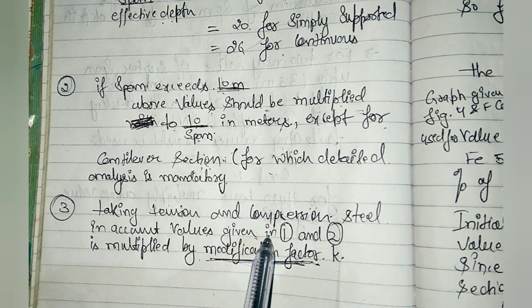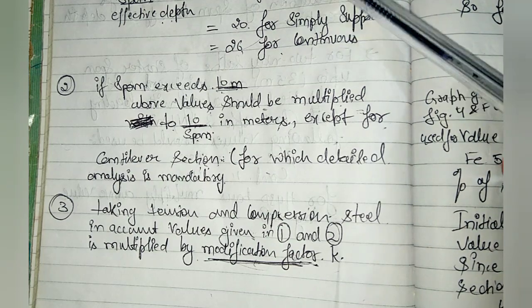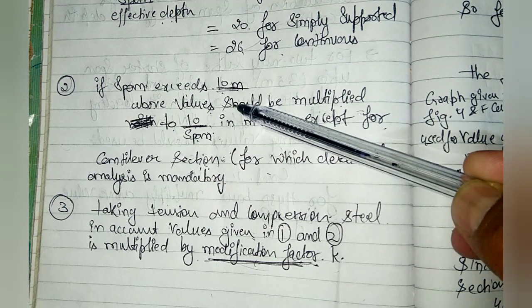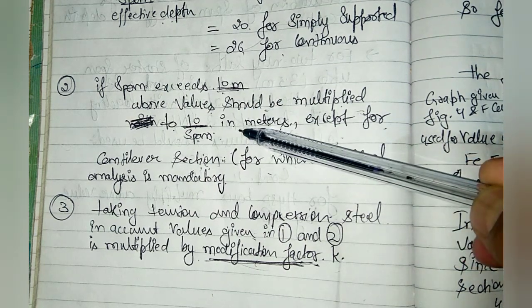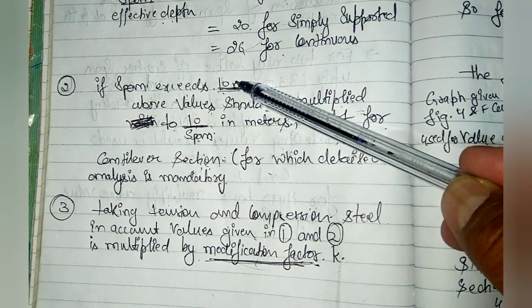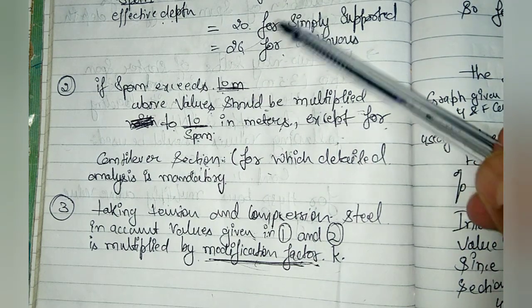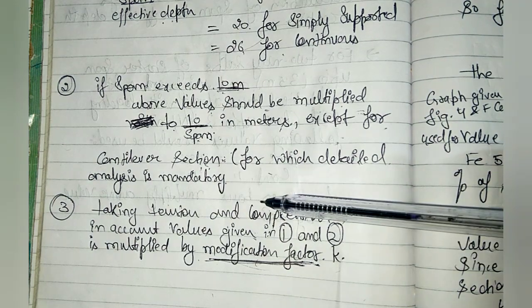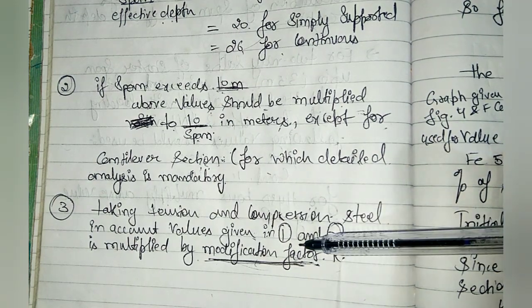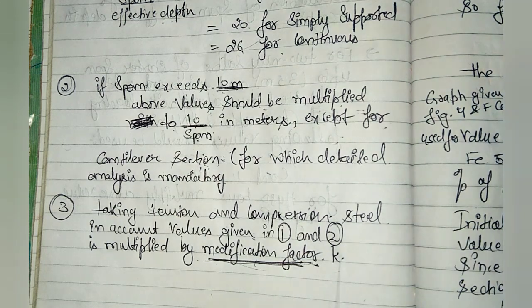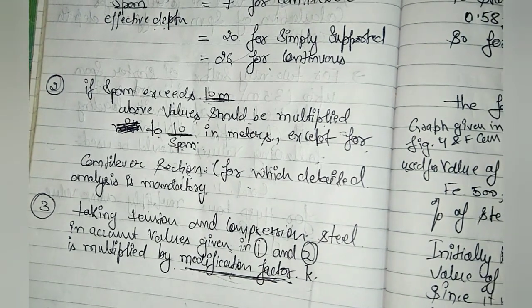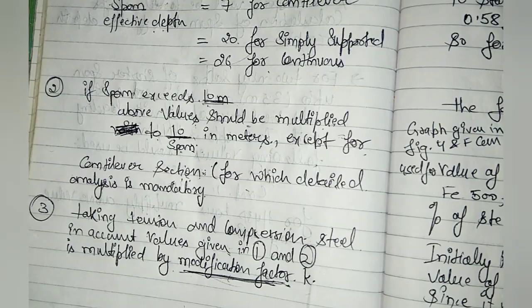Again, the values given above in point number 1 should be multiplied by 10 over the span in meters when the span exceeds 10 meters. Also, this value will be multiplied by a factor called the modification factor, taking into account the tension and compression steel. These are the points we should take into account while checking for deflection.